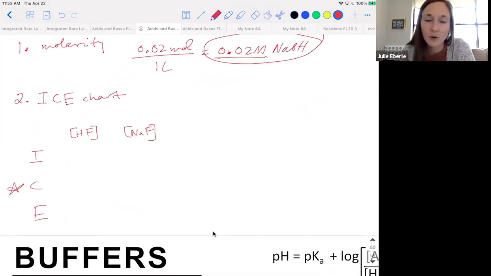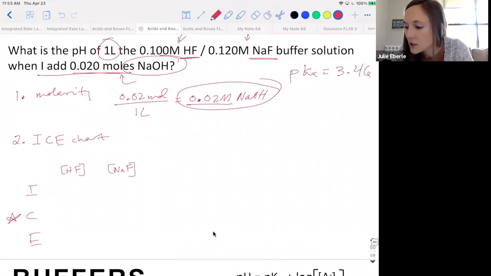Here's what ICE stands for. I is our initial concentrations, and the problem always gives that to you. Okay. Initially, I'm just looking at my problem, we have 0.1 molar HF. We have 0.12 molar NaF. So just plug those in.